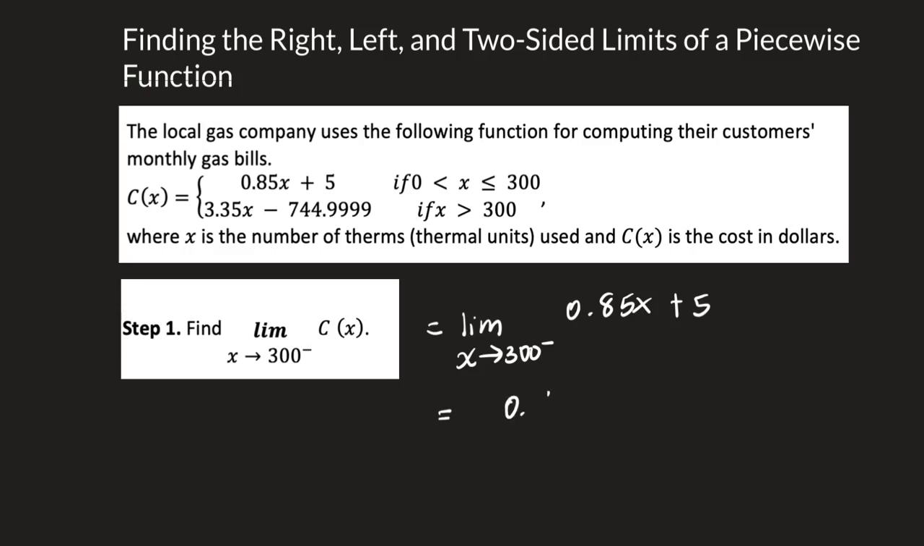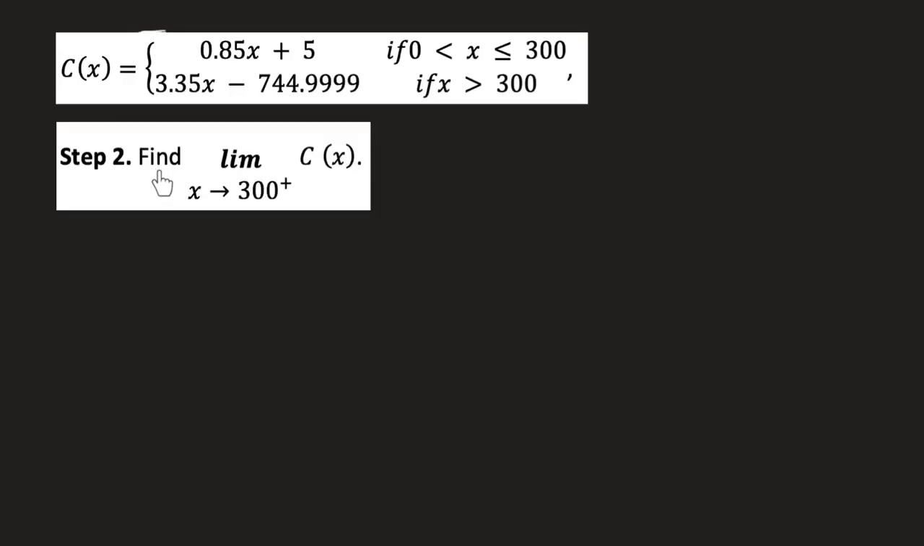So it's 0.85 times 300 plus 5. And since we don't get something strange like dividing by 0 or 0 over 0, we'll go ahead and do that computation. Multiplying 0.85 times 300, we get 255. And when we add 5, it's equal to 260.